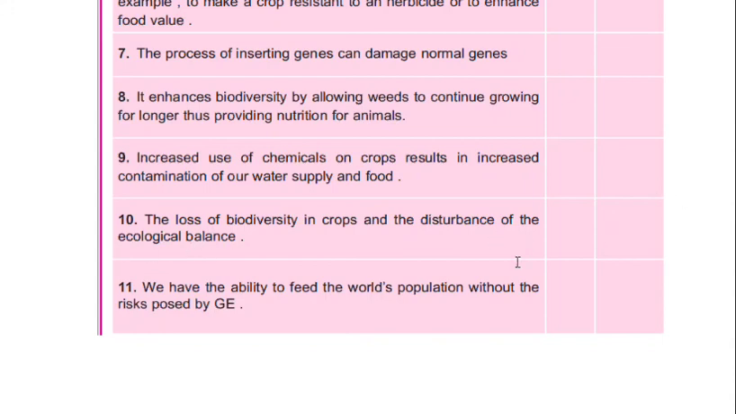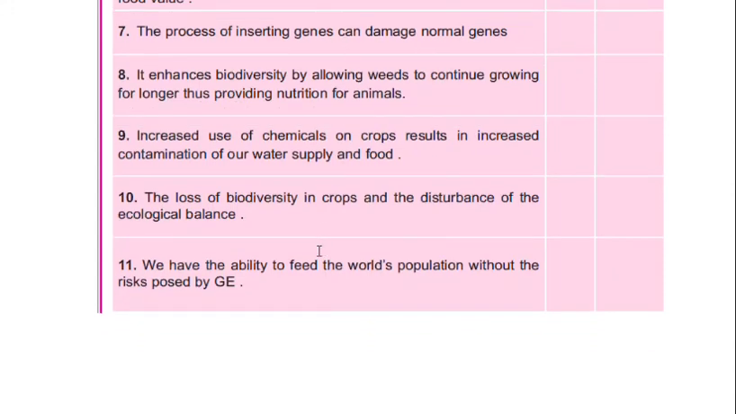Last, we have the ability to feed the world's population. We can feed everybody in the world without the risks posed by genetic engineering. We can do that without the need for genetic engineering, without these risks. So we don't need genetic engineering to feed the world's population. So we don't need genetic engineering in the first place. So that is something against, because we don't need it according to that statement.